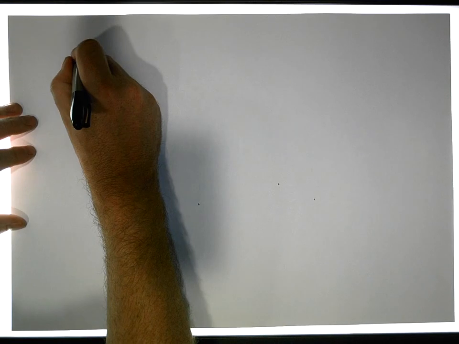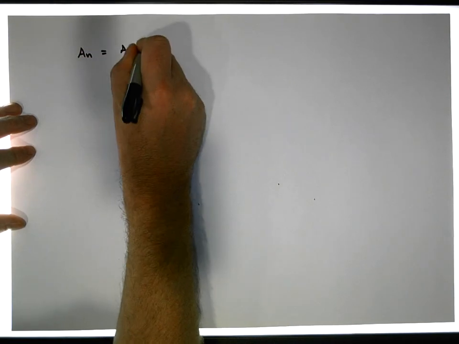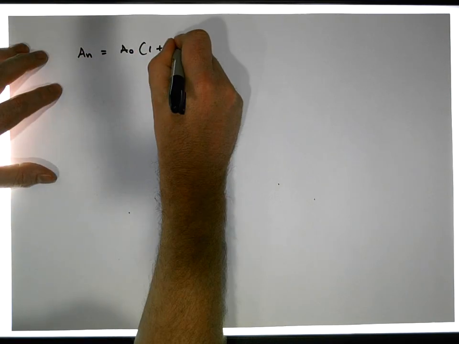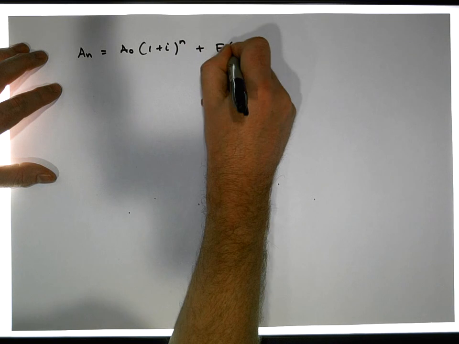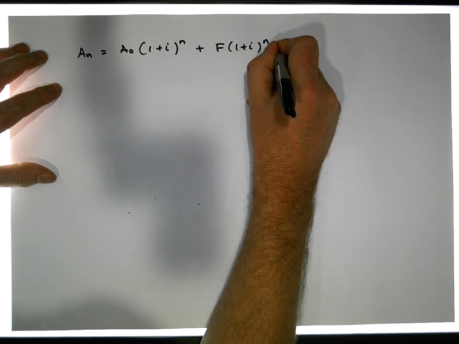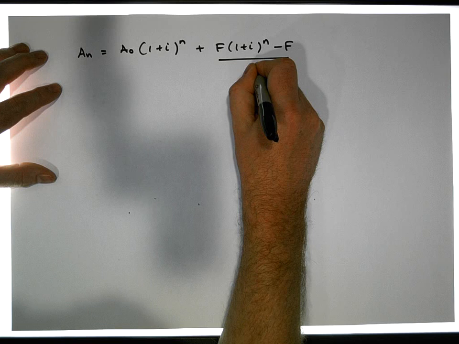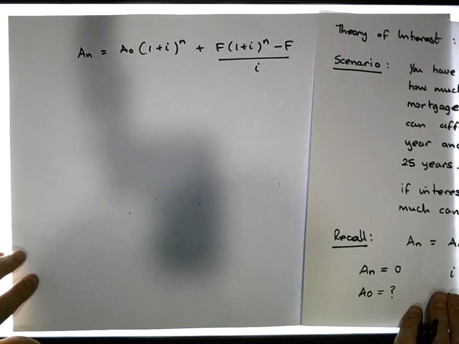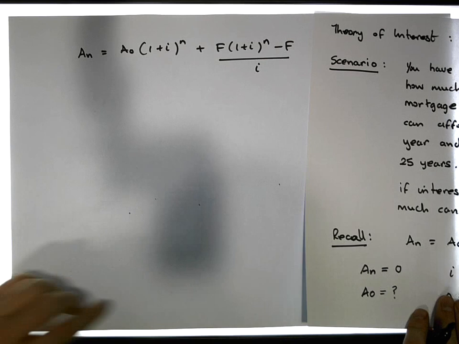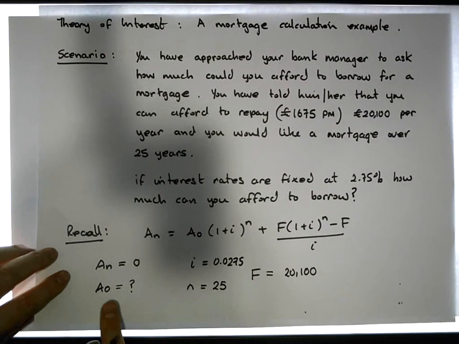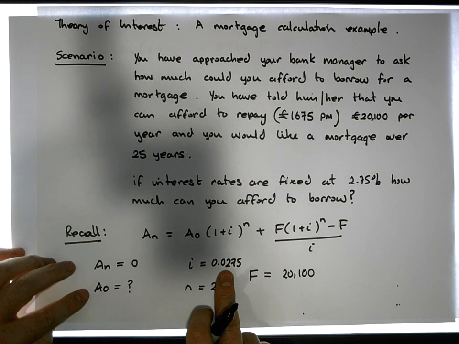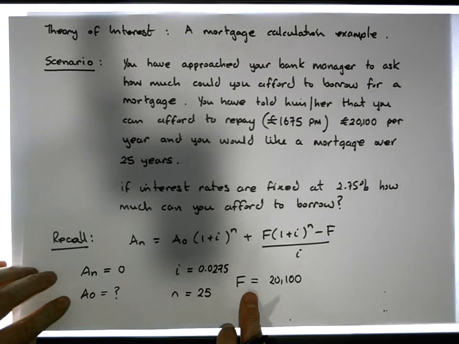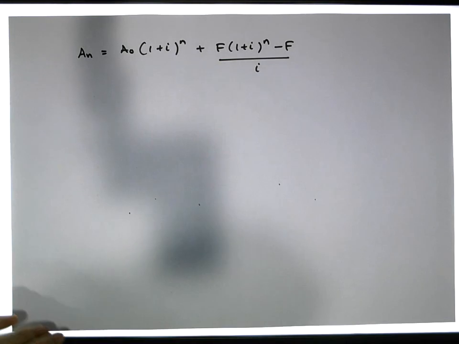So let's just rewrite our formula. AN is equal to A0 times (1 plus I) raised to the power of n, plus F times ((1 plus I) raised to the power of n minus 1) divided by I. And we know all the information. We know that AN should be 0. We don't know A0. We know that I should be 0.0275, N should be 25, and F should be 20,100. So we know all of our information.